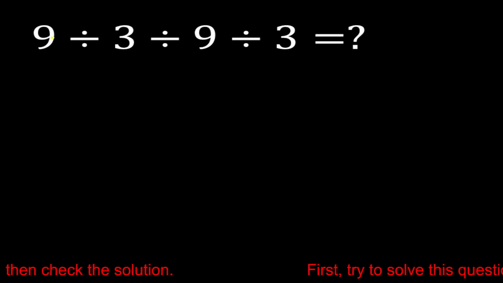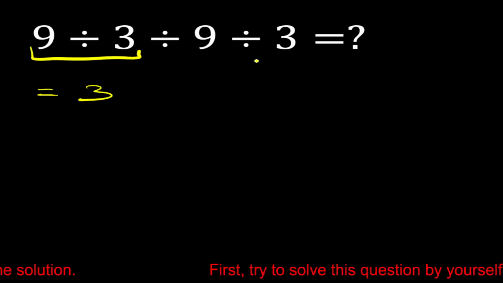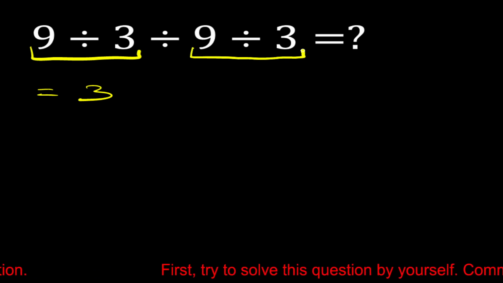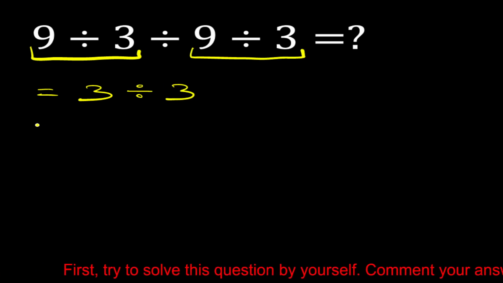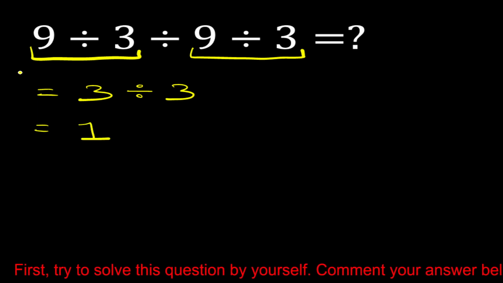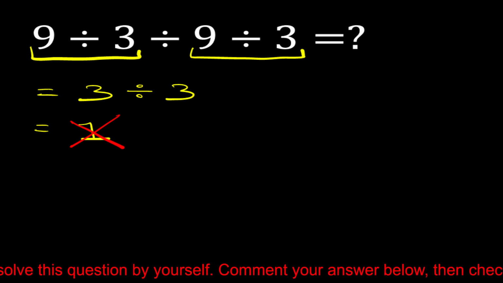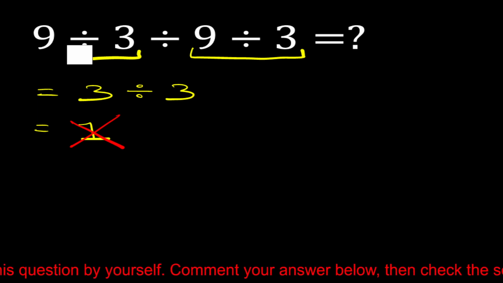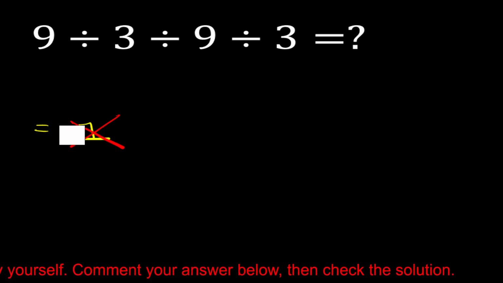So 9 divided by 3 is equal to 3. Then again, 9 divided by 3 is equal to also 3. Now 3 divided by 3 is equal to 1. Okay, but this answer is not correct. This answer is completely wrong. So now let's solve this problem correctly by using a PEMDAS rule.